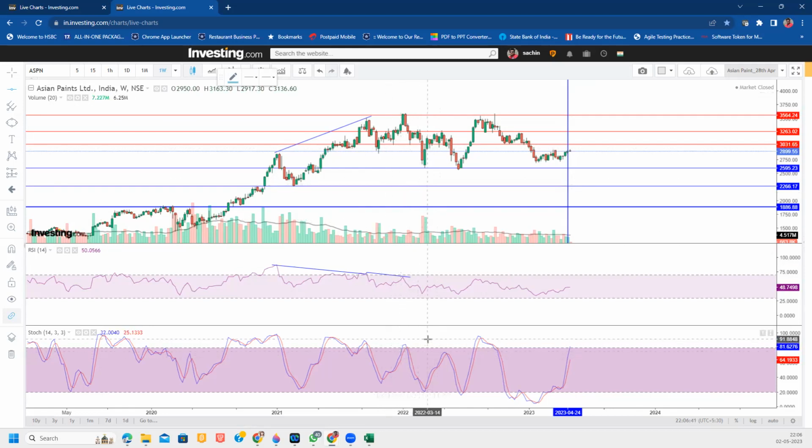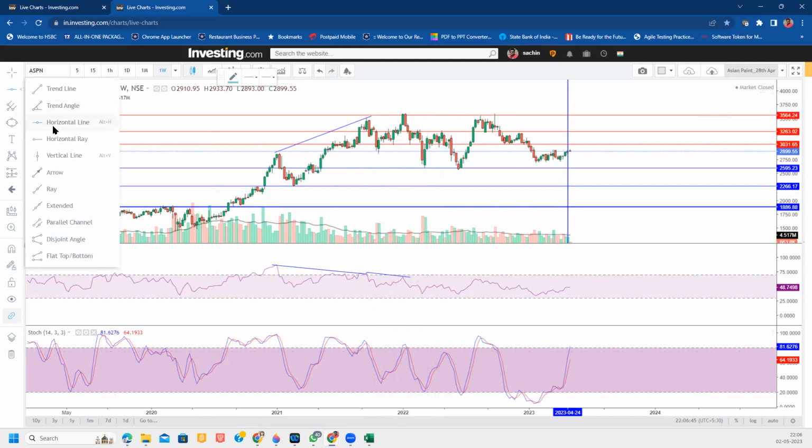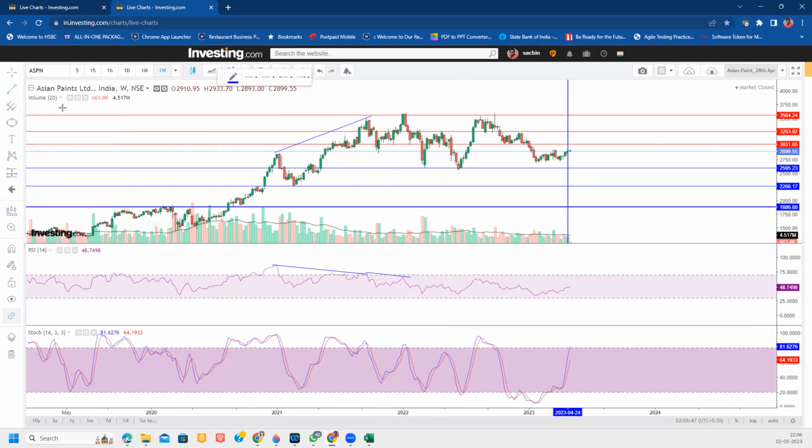Stochastic has again the same usage. One is the simple positive crossover and negative crossover. That is one way of looking at stochastic, and the second way is to look at the divergence. So if both RSI and stochastic are showing the divergence, that means it is giving a strong signal. It is a double conviction for our analysis.